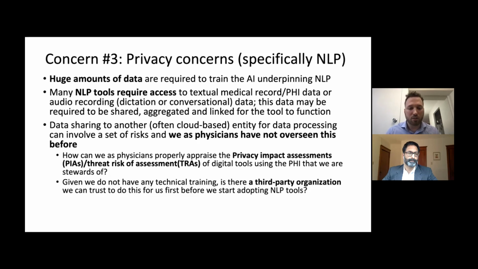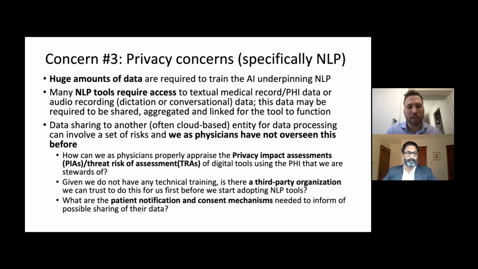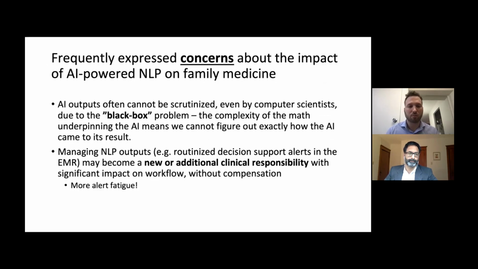So we don't have technical training. Is there a third-party organization we can trust to do this for us before we start adopting NLP tools? And what are the patient notification and consent mechanisms needed to inform of this possible sharing of the data? So we really have to think these through, and make sure they're implemented before widespread adoption of NLP-based tools in care occurs.